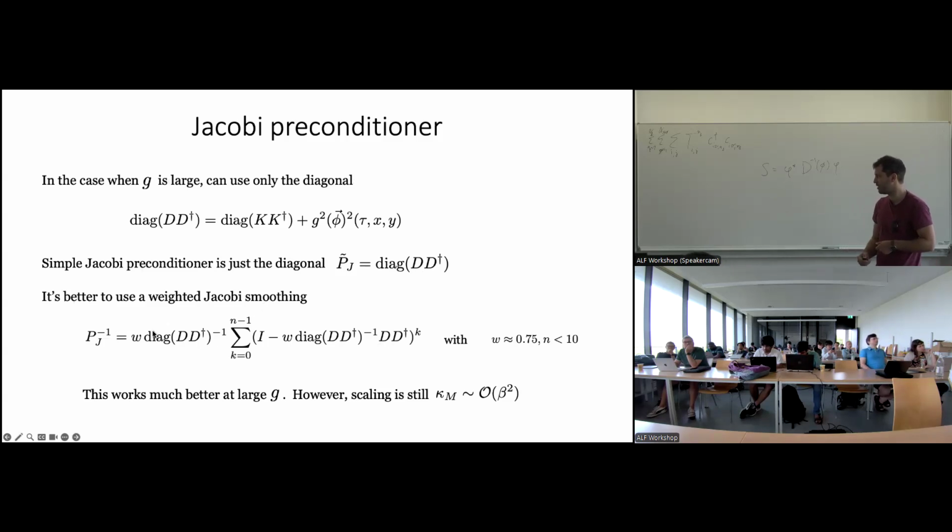In Spirit, the inverse of it is this diagonal of DD dagger, but then there's some smoothing, a few iterations of smoothing with this smoothing factor W, and we take some value for it. And this is much more stable, and it helps a lot with the condition number for larger G.